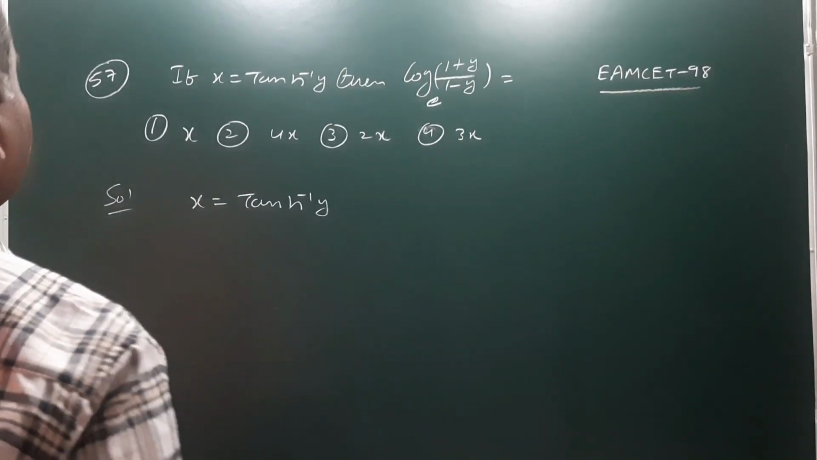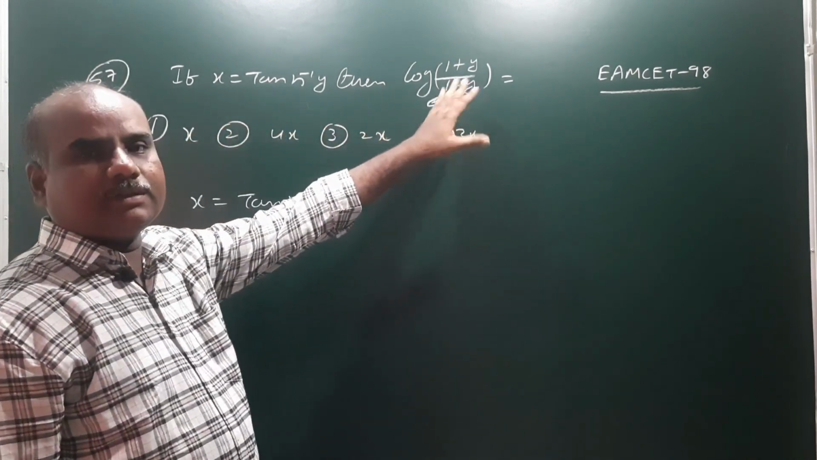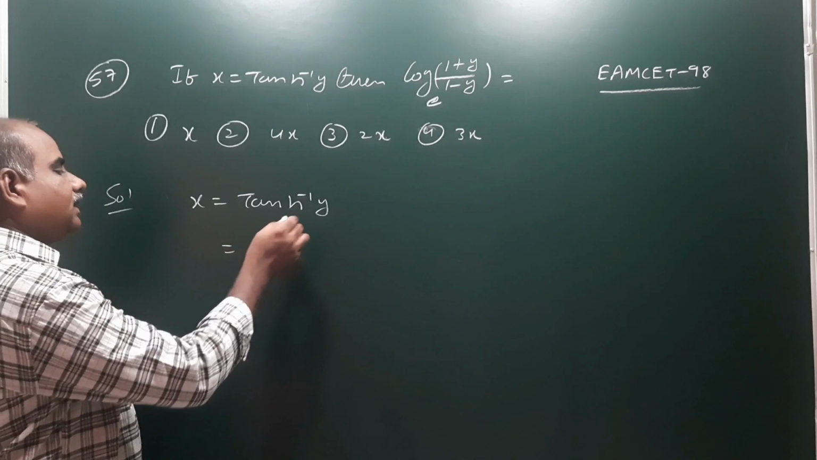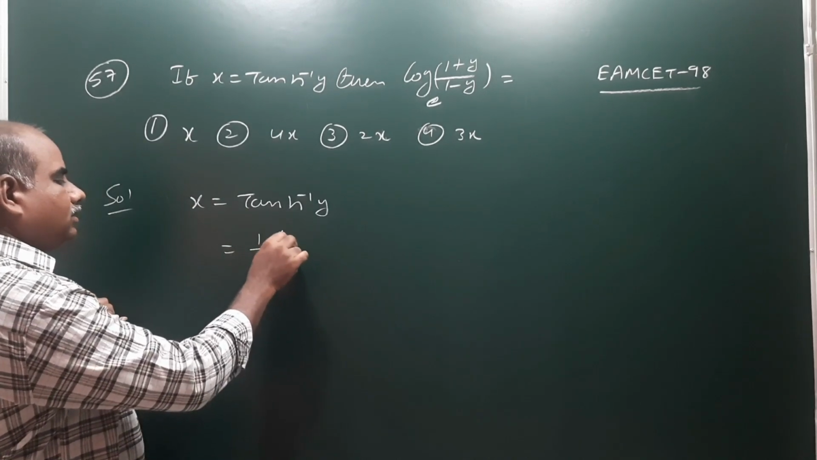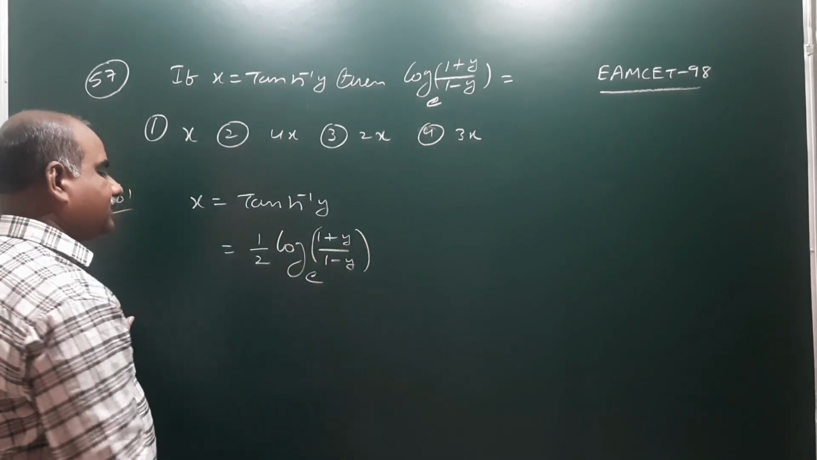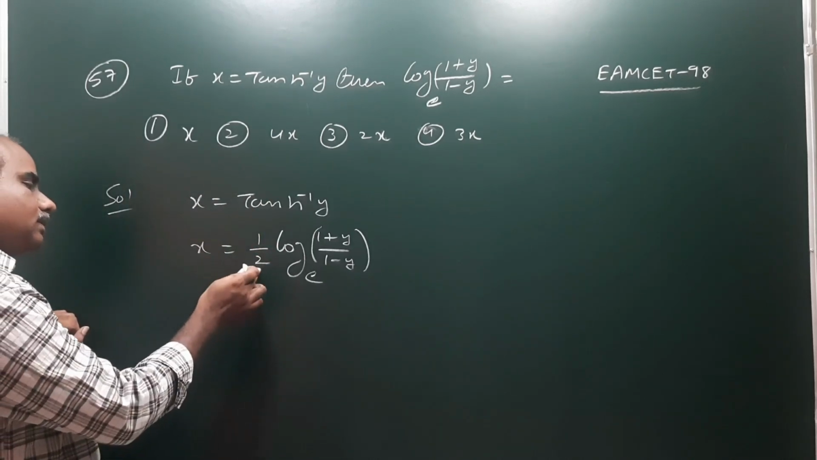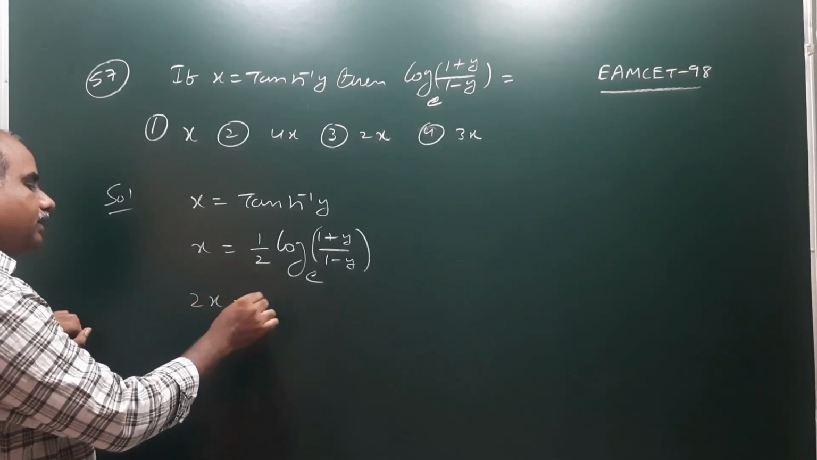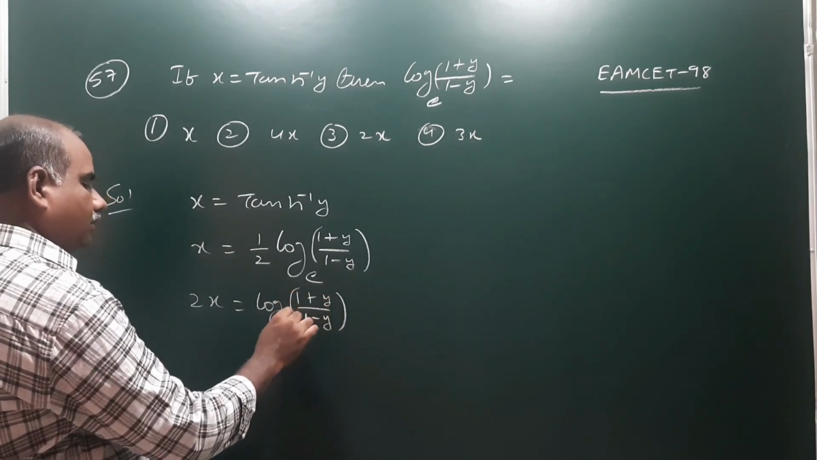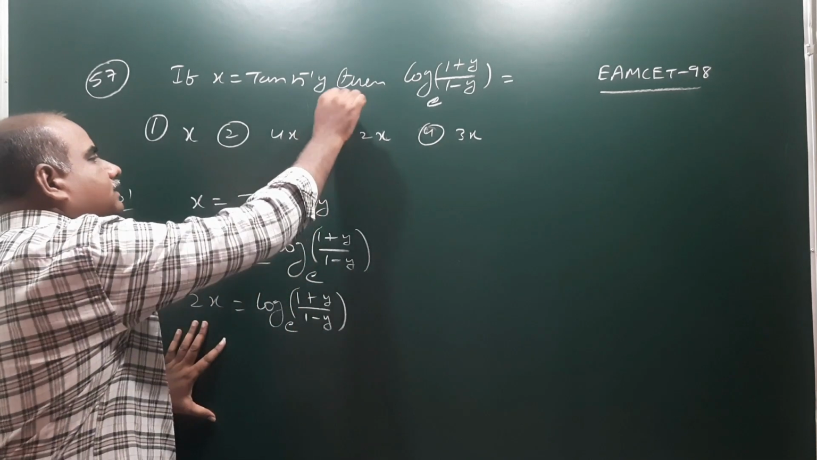Okay, 57th one. If x is equal to tan h inverse y, then the value of log 1 plus y by 1 minus y is equal to? So let us take x is equal to tan h inverse y. We know that tan h inverse y formula is 1 by 2 log 1 plus y by 1 minus y base c. It is the formula for tan h inverse y, which is equal to x here. So transposing 2 to left side, it becomes 2x is equal to log 1 plus y by 1 minus y base c. Therefore, its value is equal to 2x. Therefore, option 3 is the right answer.